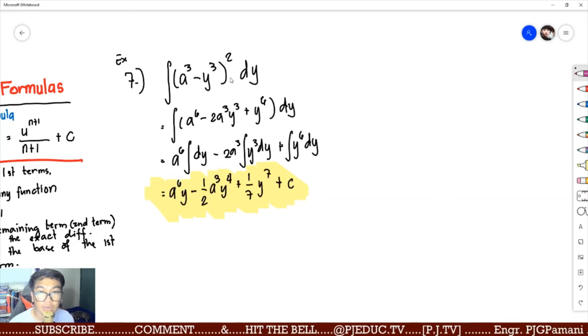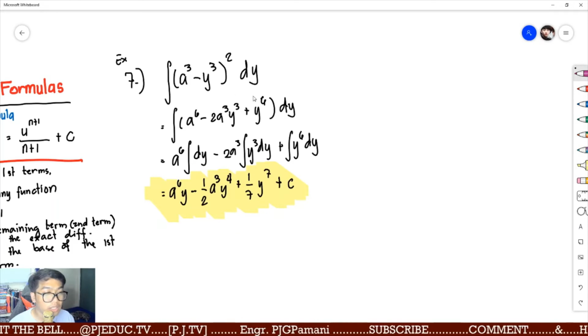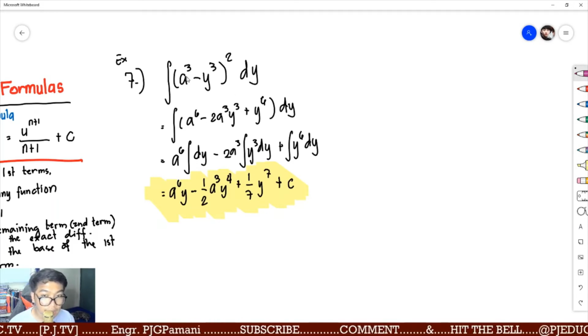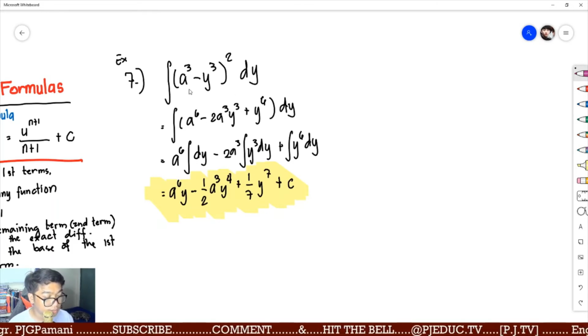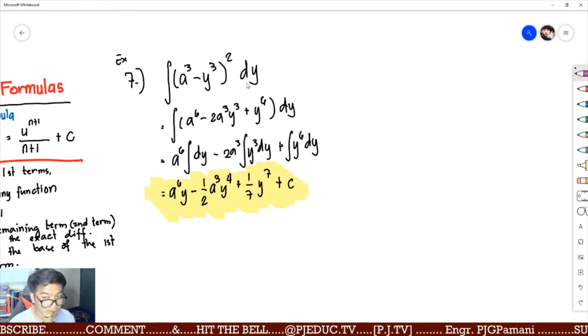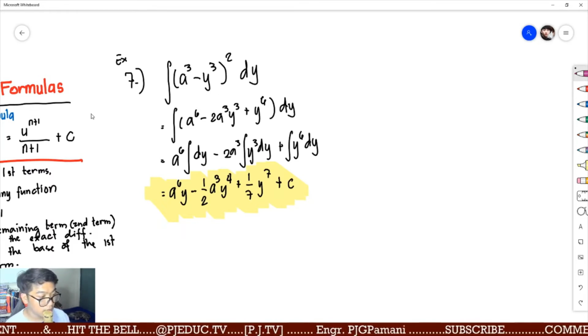Laging tignan kung ano yung ating kailangang i-differentiate or pinanggalingan ng ating differentiation. Then, other than that, will serve as our constant. Pero pwede ka rin gumawa ng substitution, which is in module 3.